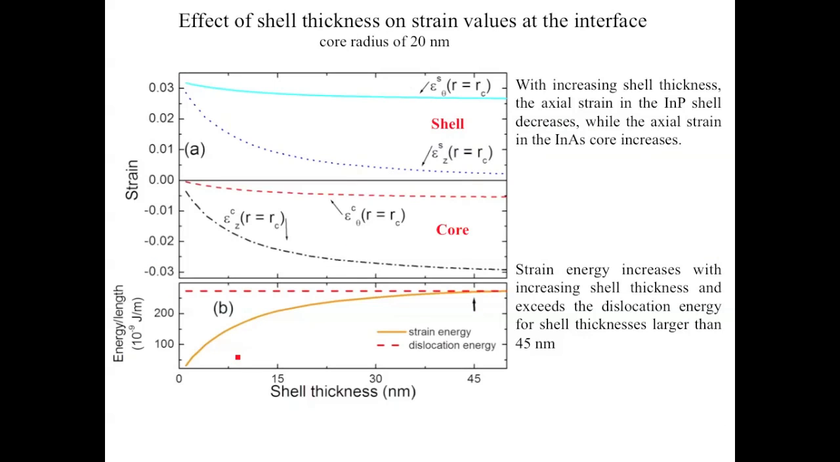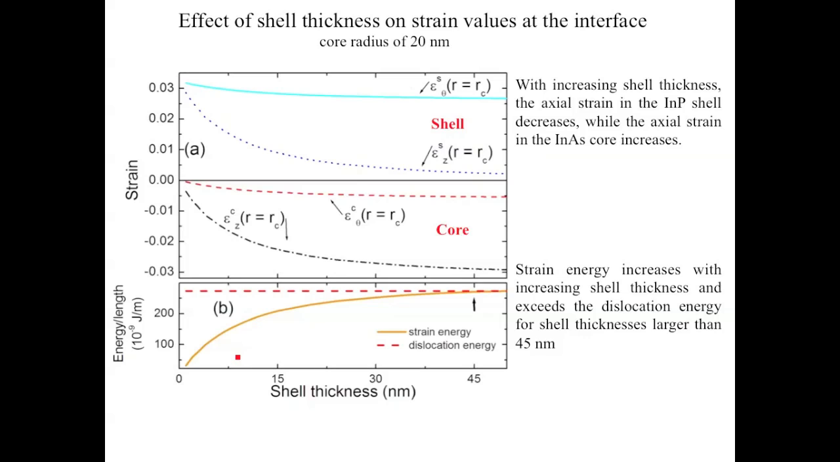Then we did this type of analysis here. This is strain components versus shell thickness for a core radius of 20 nanometer. This one shows the strain component in the shell, this one for the core. We see if we increase the shell thickness, the axial strain decreases in the shell and it transfers to the core. However, this tangential strain is always accommodated by the shell, no matter what the thickness of the shell.